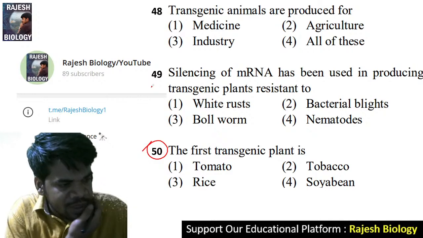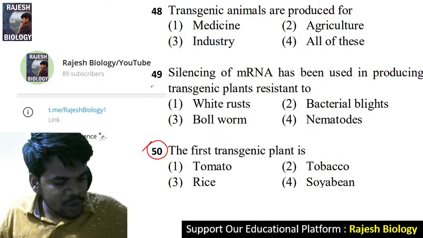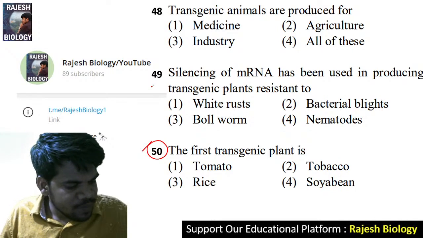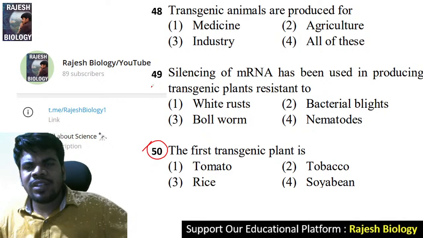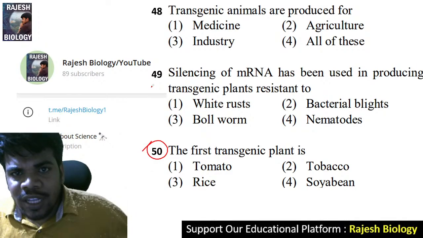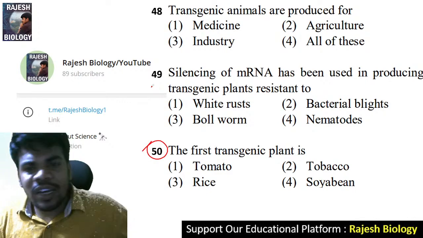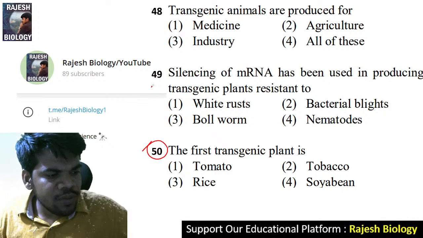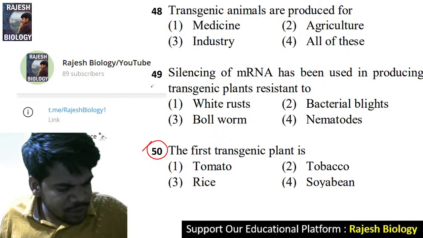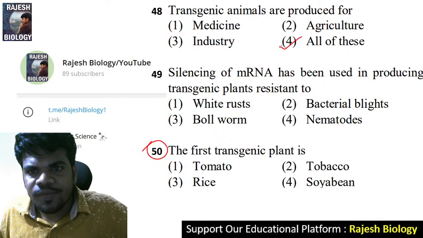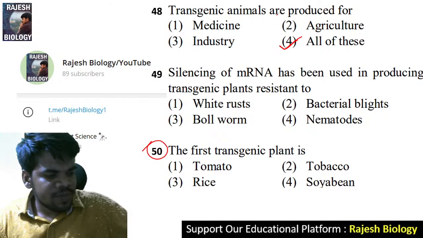So recently I gave the suggestion to select that last option. No, actually, don't select the last option every time. I just want to suggest that check once before you attempt the answer, whether it is right or wrong: is there any other option or not? Come to the 48. Yes, Sudhakar, you are right. All of these. Transgenic animals are produced for medicine, agriculture, industry.